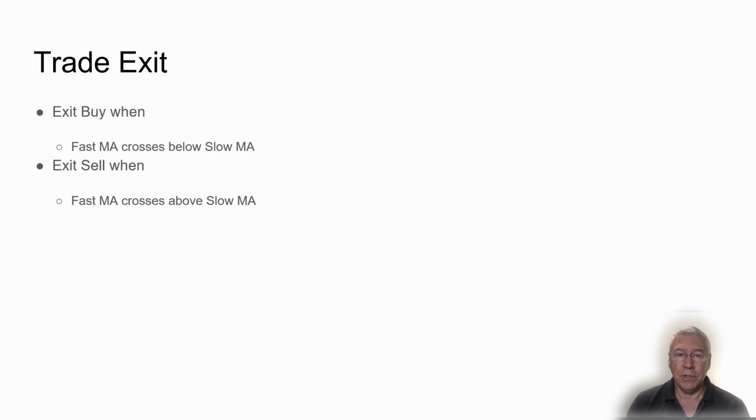Exits are simpler. I'm just looking at the moving averages crossing for an exit. So I'll exit my buy positions if the fast moving average crosses below the slow moving average, and I'll exit the sell positions if the fast moving average moves above the slow moving average.